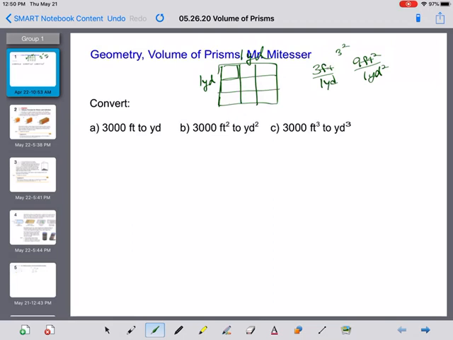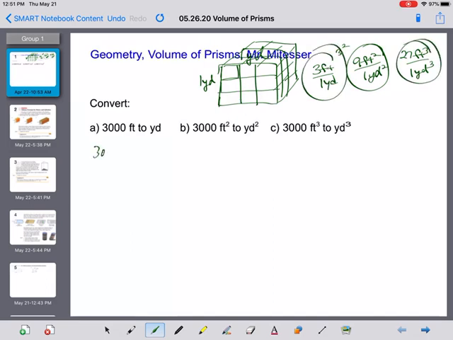And then, when you cube it, a cubic yard will kind of look like this. They're cubes, 1 yard by 1 yard by 1 yard, like big bricks. Big blocks that you stack up, and then 3 times 3 times 3, 27 cubic feet in a cubic yard. So you square the conversion for area, cube it for volume. So if we have 3,000 feet, then we know that there's 3 feet in 1 yard, so 1,000 yards.